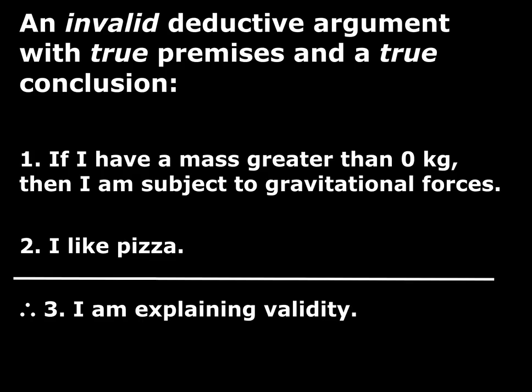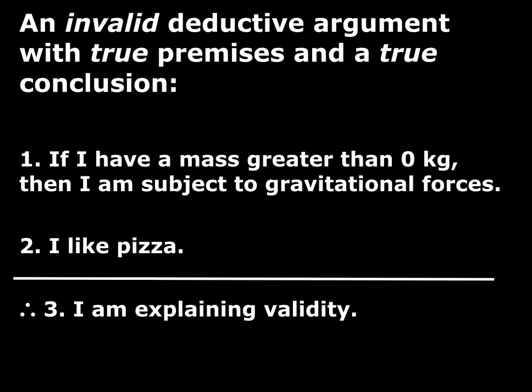Here's an argument where everything is true, but it's a horrible argument, right? Premise 1, if I have a mass greater than 0 kilograms, then I am subject to gravitational forces. That's true. I like pizza. That's also true. Therefore, I'm explaining validity. That's also true. But you can see, even though everything here is true, this is a horrible argument. Okay, intuitively, you can just tell this is a bad argument.